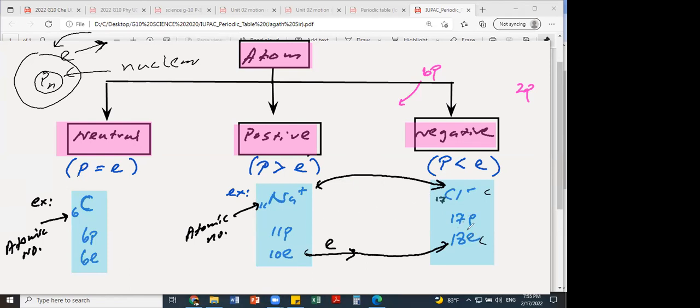11, 11, 17, 17. Now 11 becomes 10, 17 becomes 18. Why? One loses the electron, the other gains the electron. This one gained the electron. Then there will be a chemical bond between these two. You will learn this later under ionic bonding in chapter 10 in detail.